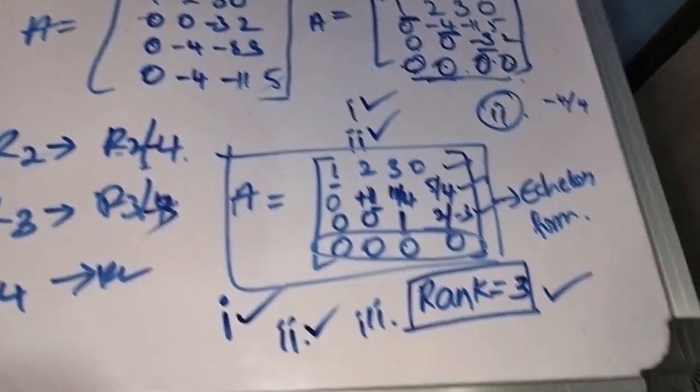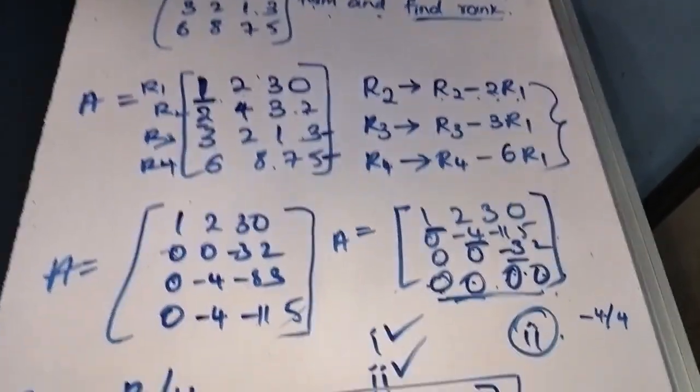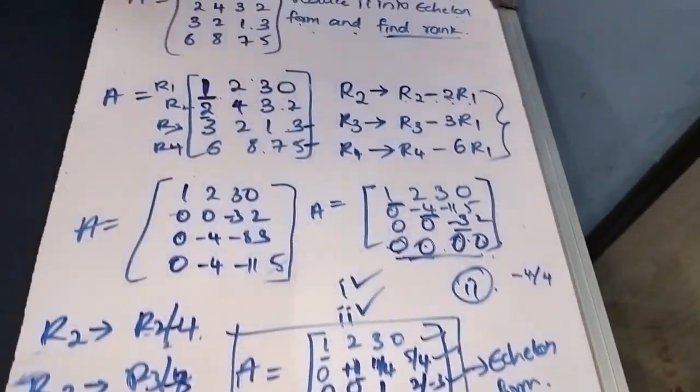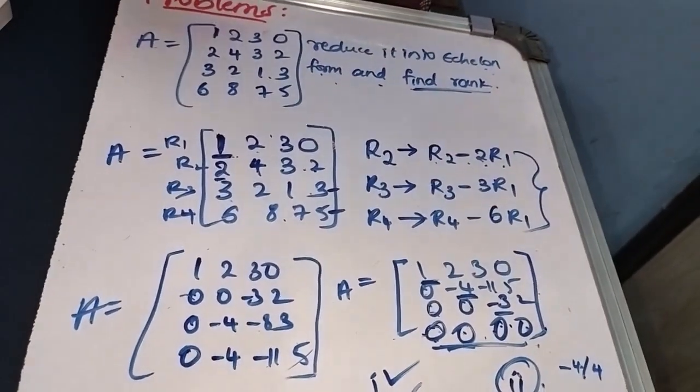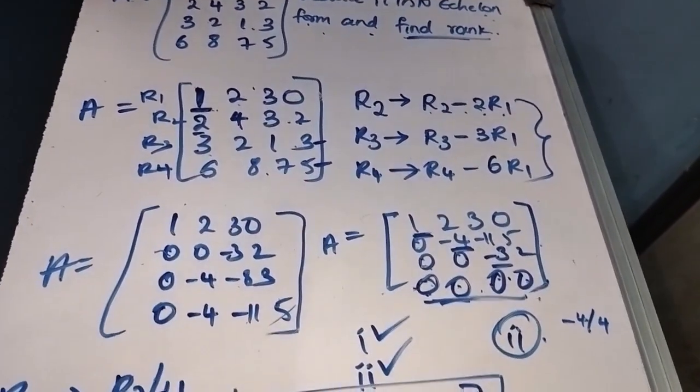Hence, the rank is found like this. This is simple. It is not complicated, just a trick which has to be understood easily. And this is all about today's class. Let's meet with another topic in the next session.